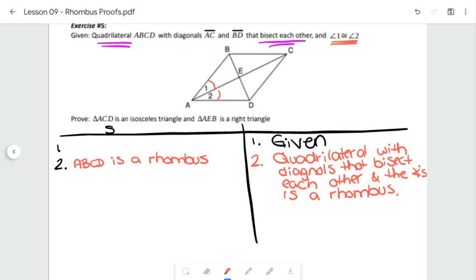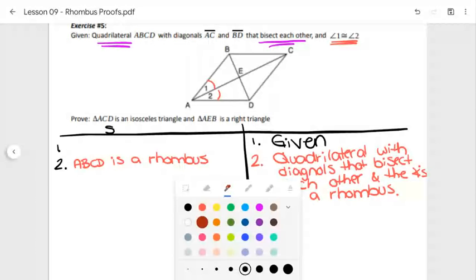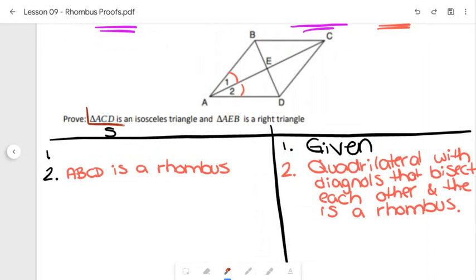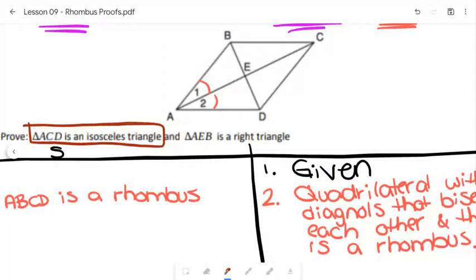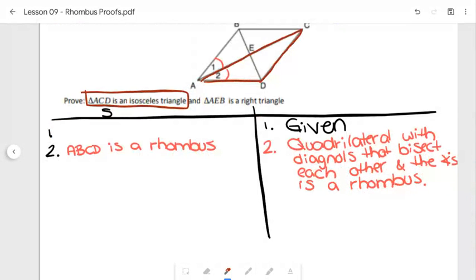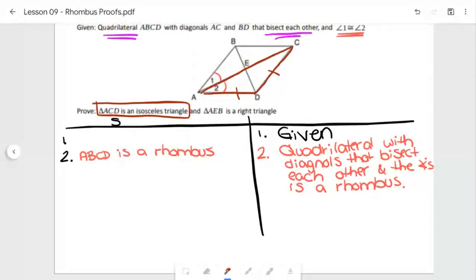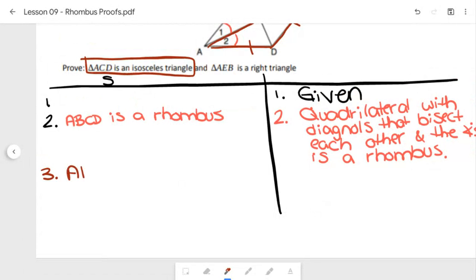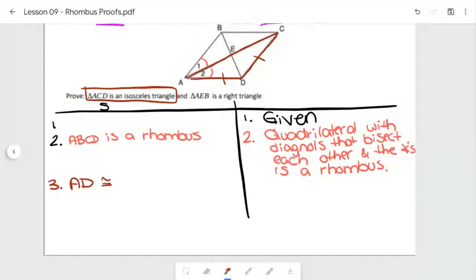So now I've gotten really close to showing what I wanted to show, because if I start with this piece about ACD being an isosceles triangle, I'm going to start with the first part. I'm going to just tackle piece by piece here. We know an isosceles triangle has two congruent sides and two congruent base angles. So I want to see what I can show here. So if I tackle that ACD, if I know that it's a rhombus, now I know that these two sides have to be congruent. AD is congruent to CD.